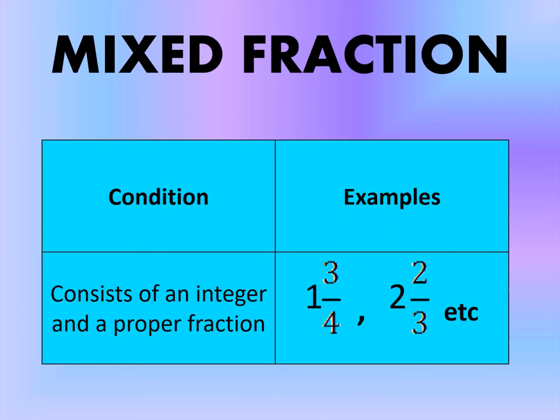Now mixed fraction. A mixed fraction consists of an integer and a proper fraction. Proper fraction means the numerator is less than the denominator. And one integer, as you can see here: 1 3 upon 4. 1 is an integer. Same as 2 2 upon 3. 2 is an integer, that is a whole number, and 2 upon 3 is the proper fraction.